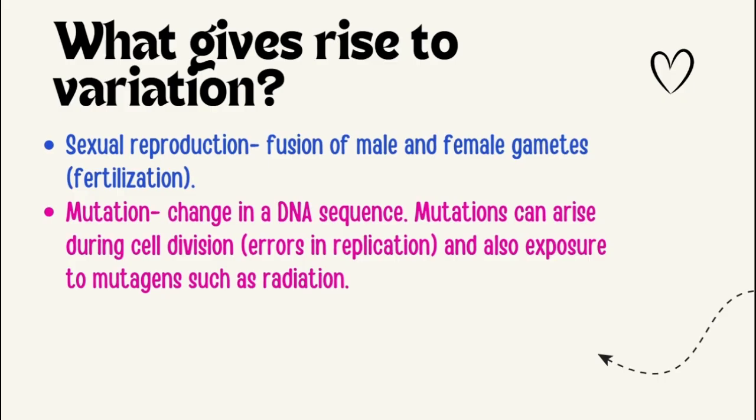And we said before that variation will come from sexual reproduction, the fusion of male and female gametes, some fertilization has to take place, right? And another way that variation can come about is through a mutation, right? So mutation means that there's a change in the DNA sequence, right?